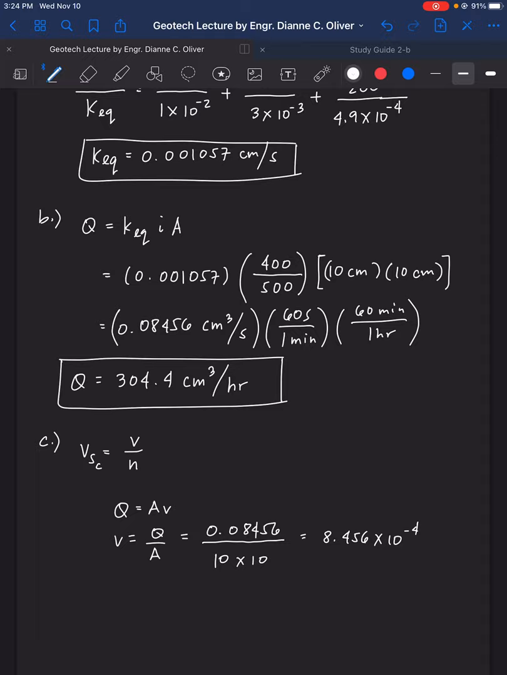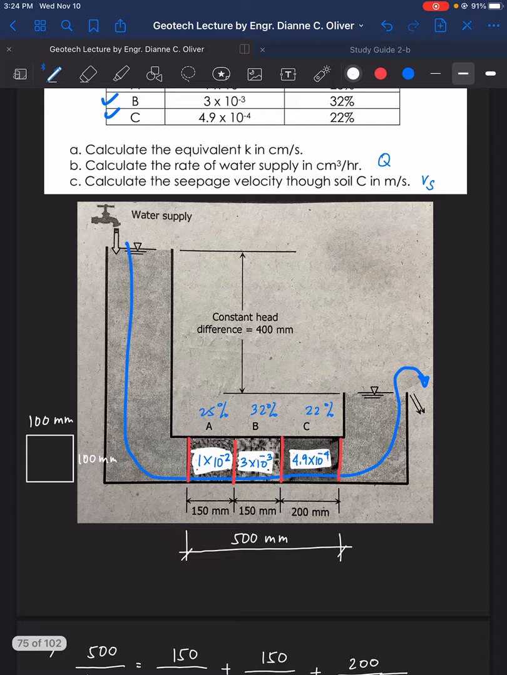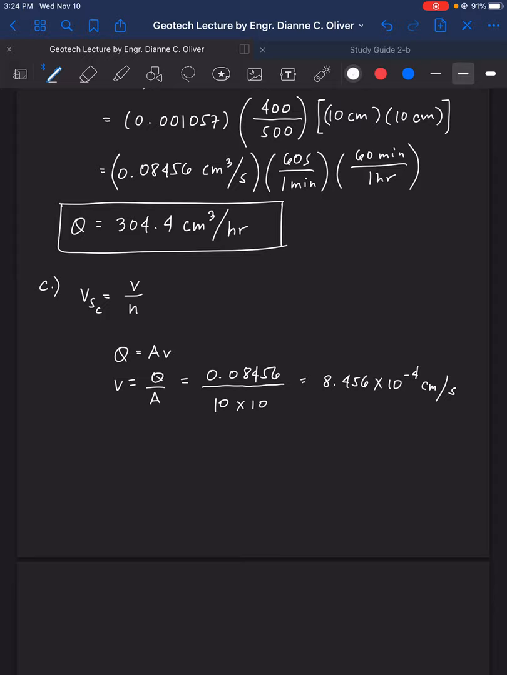Okay, so what we're looking for is in meter per second. So we divide this by 100, 1 meter divided by 100 centimeter, so centimeter cancels. So V now is equal to 8.456 times 10 raised to negative 6 meters per second.